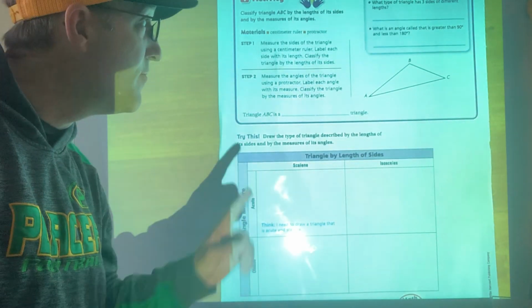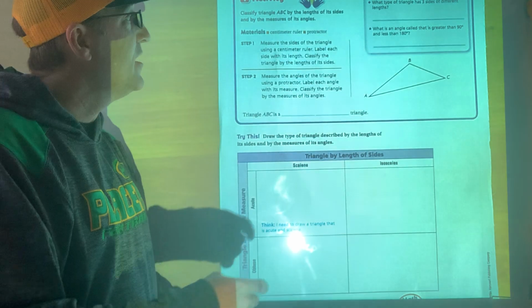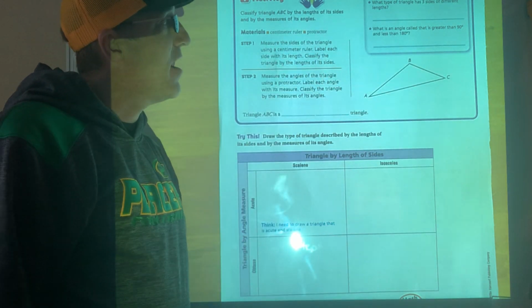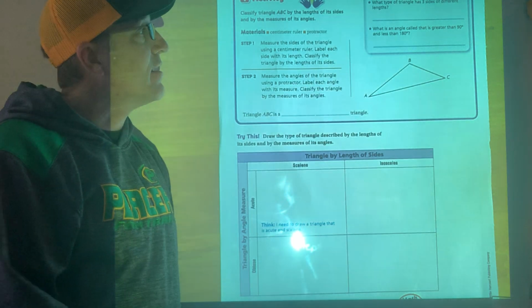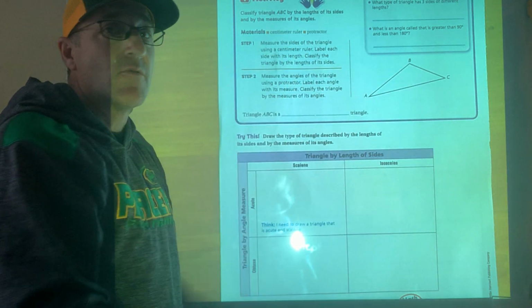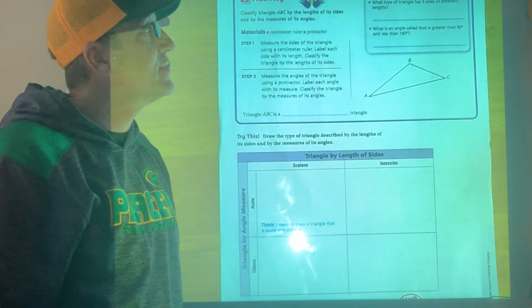All right, we're back with 11.2, page 2. We've got this activity. Unfortunately, I do not have a protractor at my house. There's one at school, there's plenty at school, but not here. And you may not have a centimeter ruler at home. Might have an inch ruler. You can use whatever you want to measure the sides.